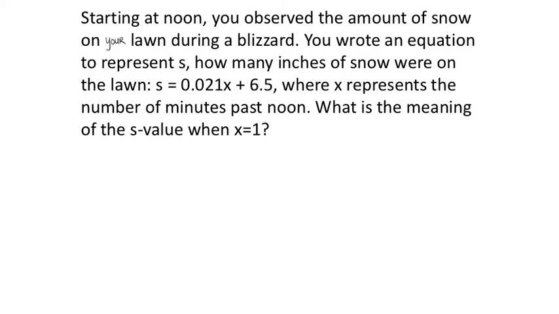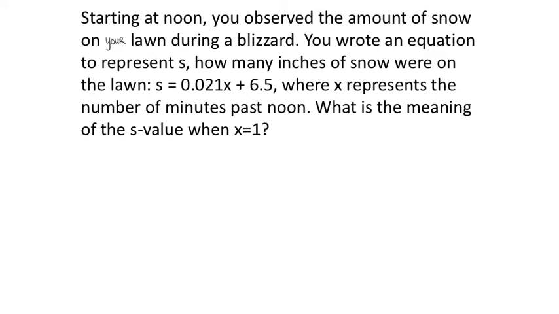Starting at noon, you observe the amount of snow on your lawn during a blizzard. You wrote an equation. You'd have to be pretty nerdy to do this, but you wrote an equation to represent S. How many inches of snow were on the lawn? S equals 0.021x plus 6.5, where x represents the number of minutes past noon. What is the meaning of the S value when x is 1?